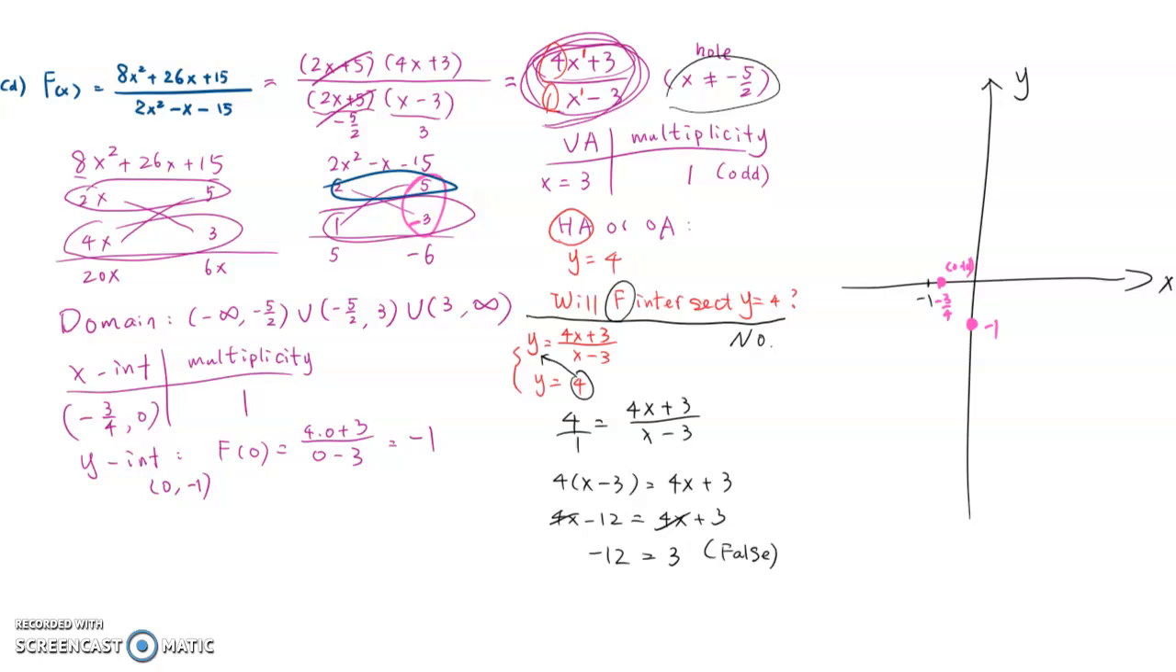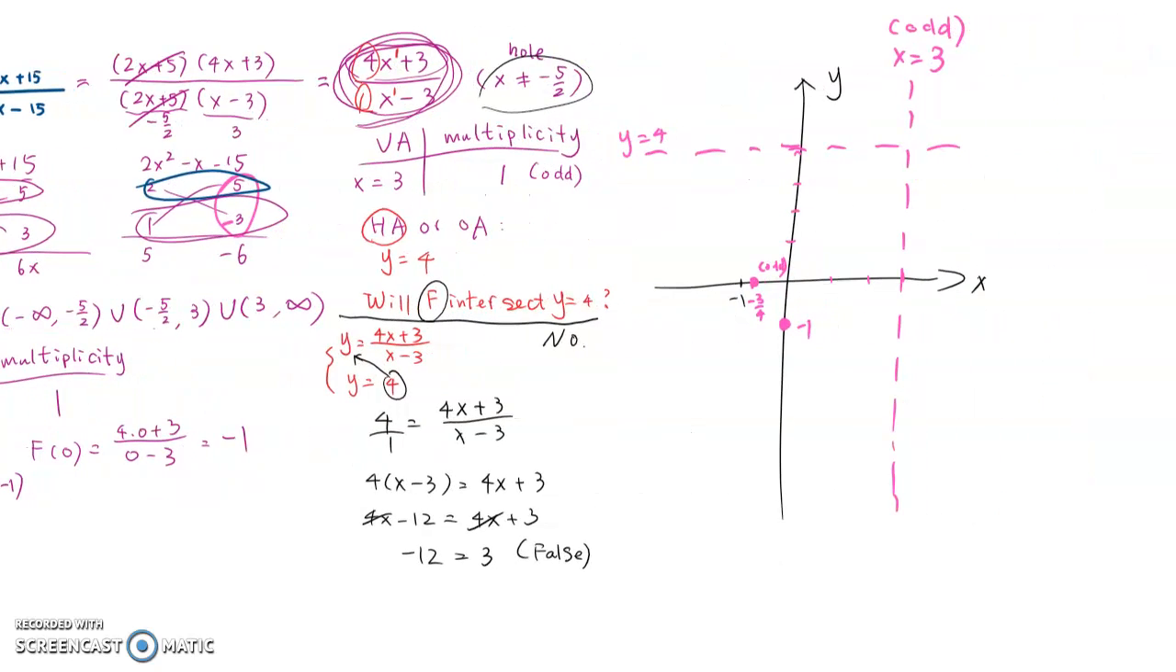Okay, next, vertical asymptote x equals 3. So 1, 2, 3, right here. So x equals 3, and the multiplicity of it is 1, which is odd. Okay, next, the horizontal asymptote is y equals 4. 1, 2, 3, 4. y equals 4 is the horizontal asymptote, and our graph won't intersect the horizontal asymptote.